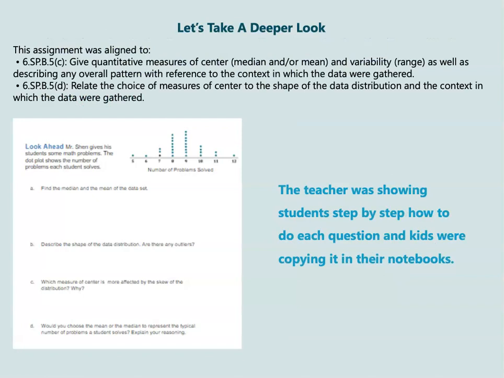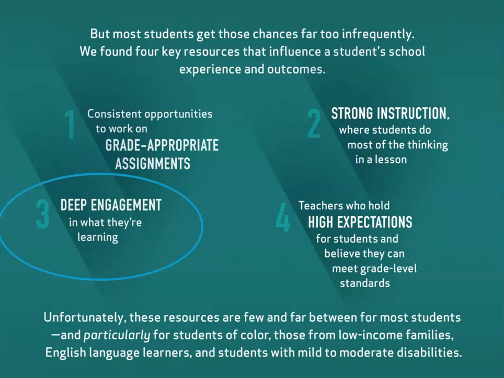So let's go back to our example of a strong assignment. Let's say that while we were visiting this 6th grade classroom, we noticed that while the assignment is high quality, the teacher is showing students step by step how to answer each of these questions on the board, and kids are simply copying it in their notebooks. The students are not required to do any of the thinking. This would not qualify as strong instruction. Grade-appropriate assignments and strong instruction make a big difference in student learning. Let's take a look at the impact that deep engagement has.